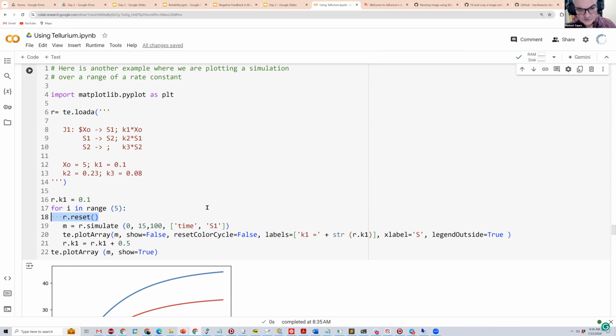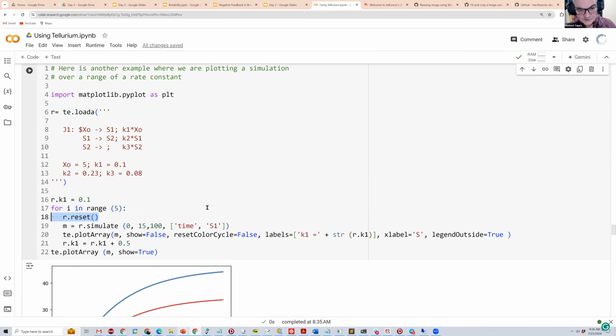Then I'm going to use this plot array, and I'm going to tell it, don't show the plot at this point. Don't reset the colors. Let's have a legend as well. Then I'm going to increment K1. Then right at the end, I'm going to tell it, now show the plot. So if I run this, I get this plot.